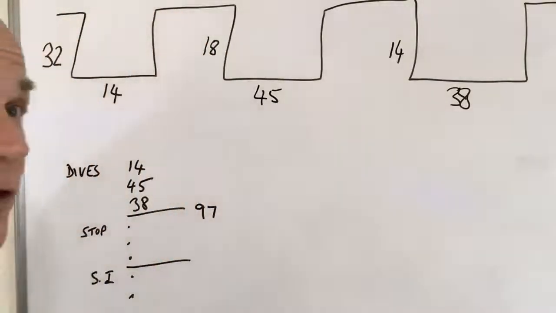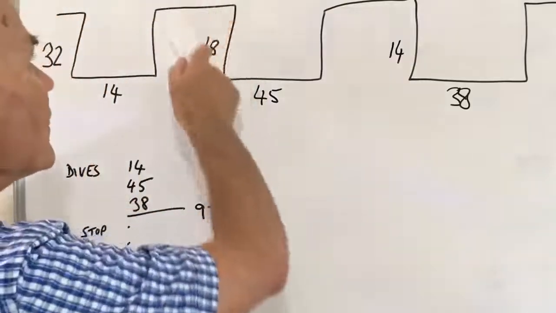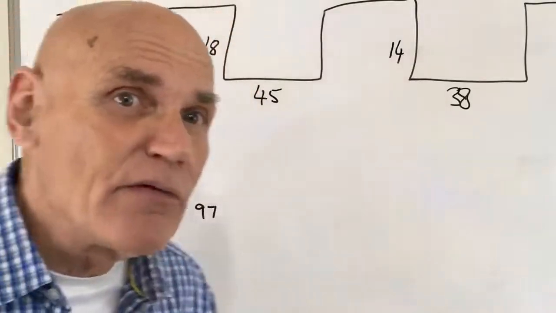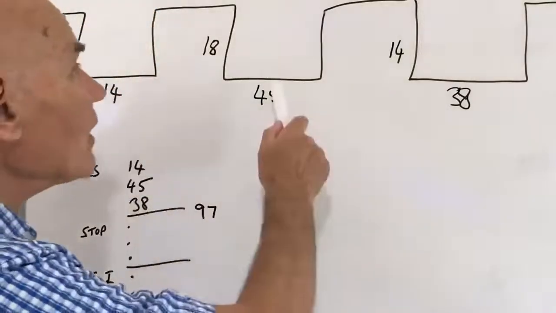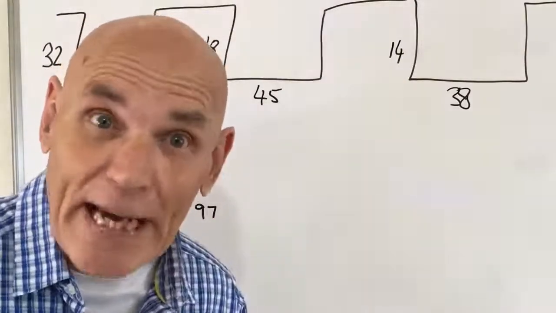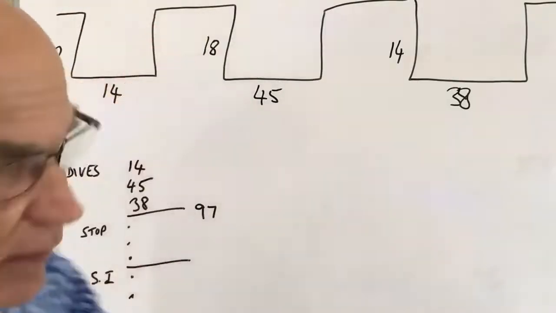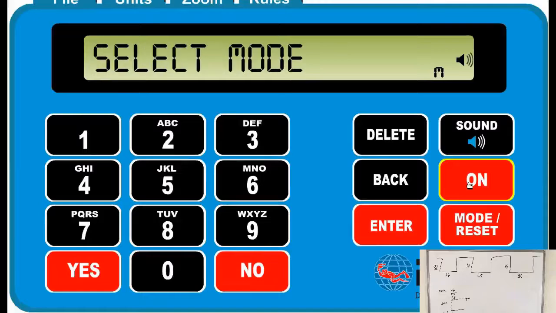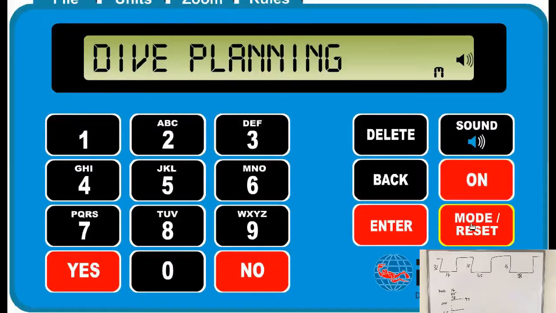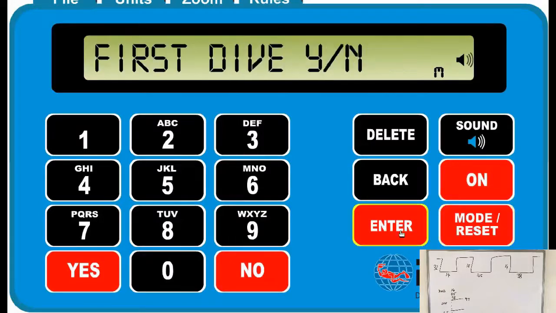So what I'm going to do is start with minimum surface intervals to find out what the minimum surface interval is here, and then we've got no choice but to start again from the beginning and work through with dive planning and just see how far we get with it. So let's see how this goes. We're going to start off with surface interval. We switch it on and select mode of minimum surface interval. First dive, yes.